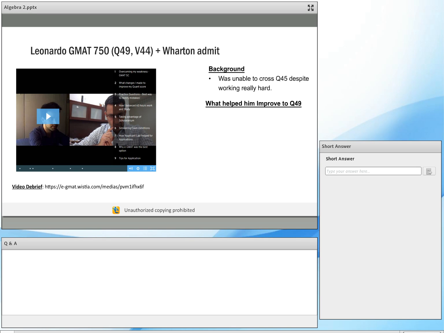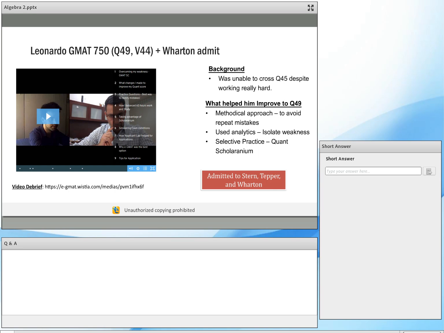Okay, that's what Leonardo did. He focused on data that he got from Scholaranium, and he focused his energy on the questions that the data told him to focus on. Okay. Then he used the custom quizzing feature to ensure that he had actually improved, and that's what successful students do. They utilize data that is provided to them, and then they take the corrective actions right there and then. Okay, and because of his good quant score and excellent verbal score, he was admitted to Wharton, Stern, and Tepper, and he's studying at Wharton.